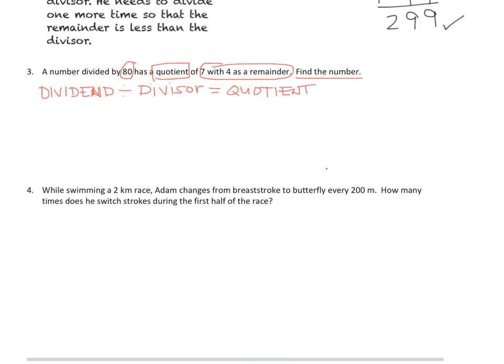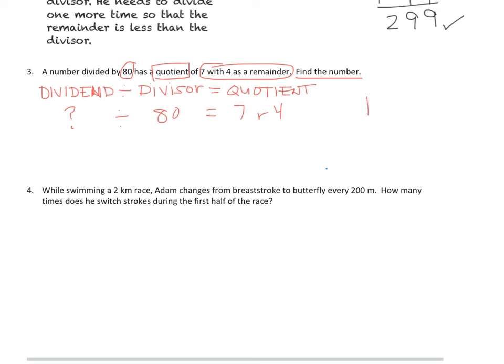Now looking at the problem, it says a number divided by 80. So it looks like we don't know what the dividend is because the number divided by 80 is our divisor, has a quotient or has an answer of 7 remainder 4. So we're looking for what is the dividend. Now here's what we're going to do. We're going to set this up as a little long division problem.